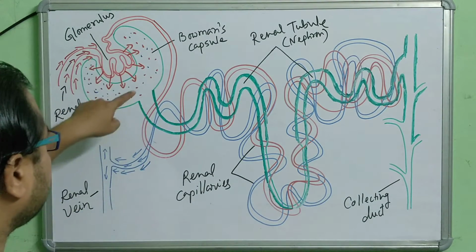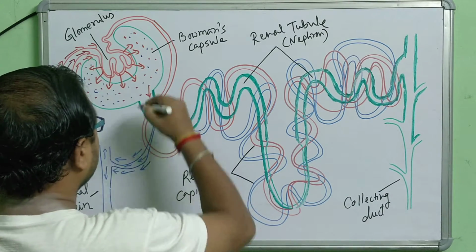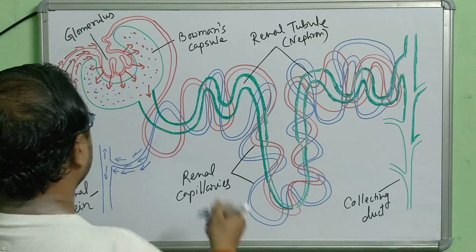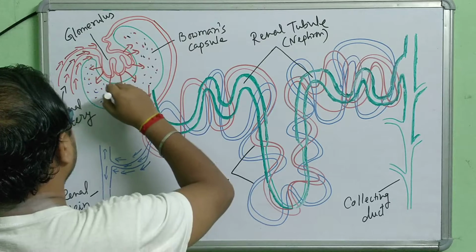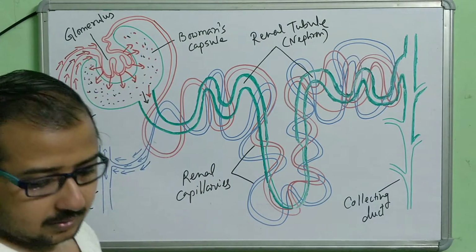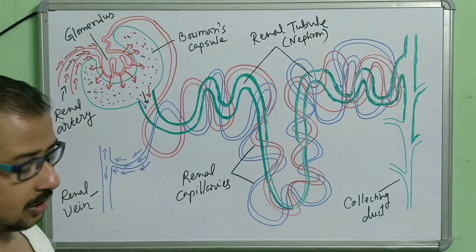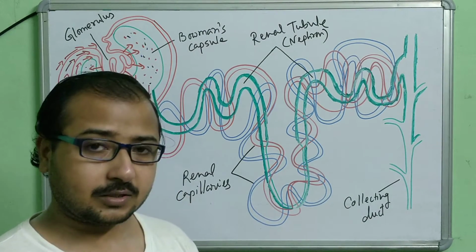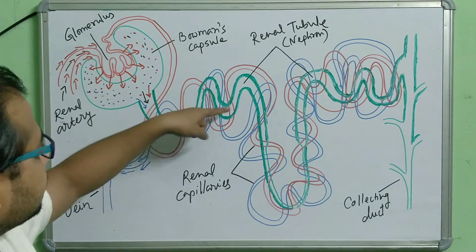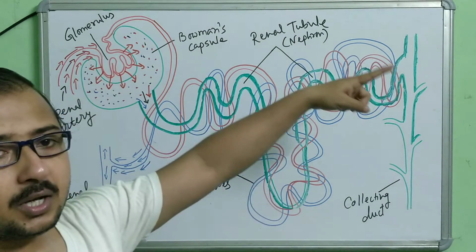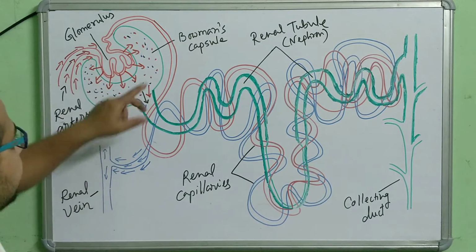Now from here they enter into this part. I am just giving arrows here so that you can understand this. So see here, all the waste, excess water and nutrients enter into this tube, and then they move on through this tube.